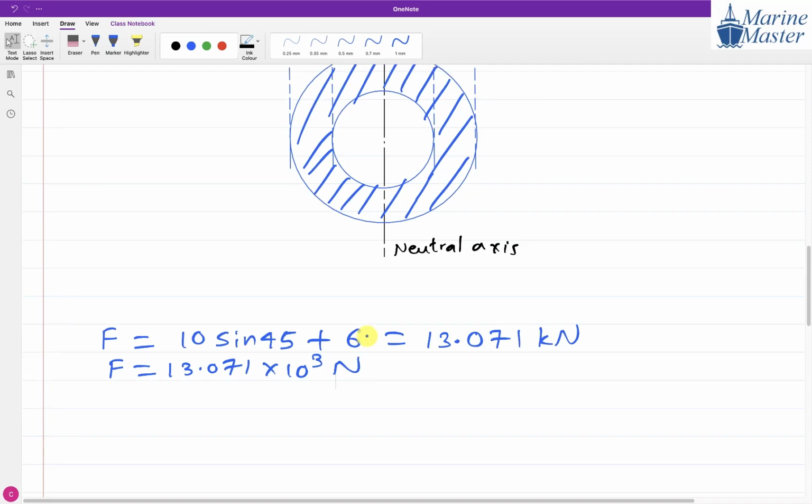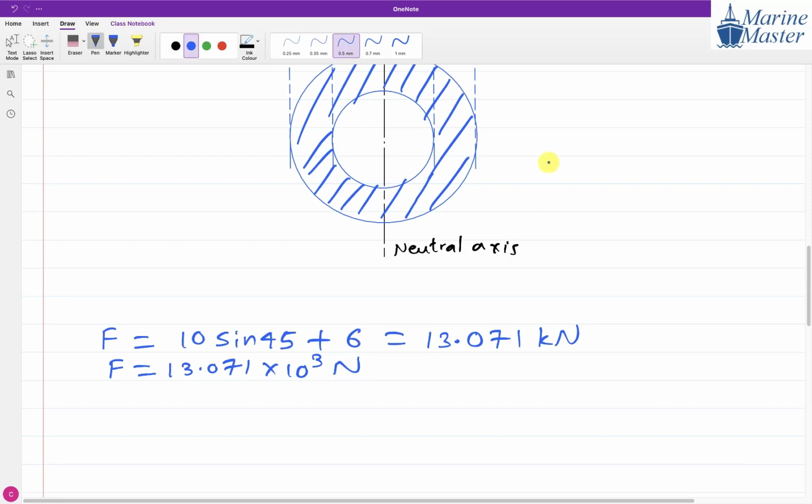The answer is correct. 10 sine 45, complete the bracket, and plus 6, and press the equals key. 13.071. Correct, guys. Complete the bracket, guys.